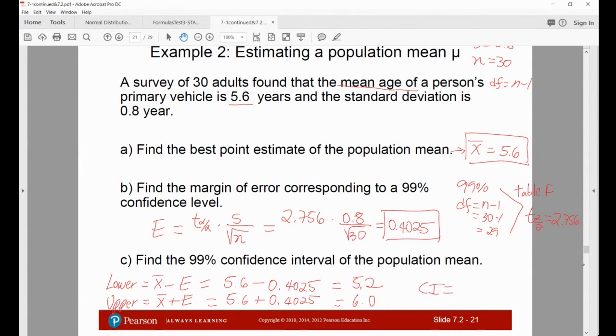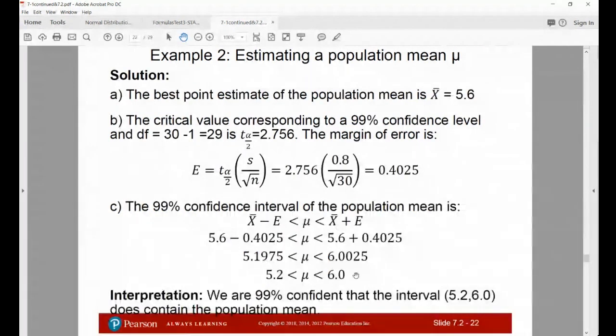So the confidence interval is the range of values from 5.2 to 6.0. Remember, this is another notation to write the confidence interval. So the mean between 5.2 and 6. So there will be questions in the homework where you have to use this interval notation or this one. They're both equivalent and they can be interpreted in the same way.